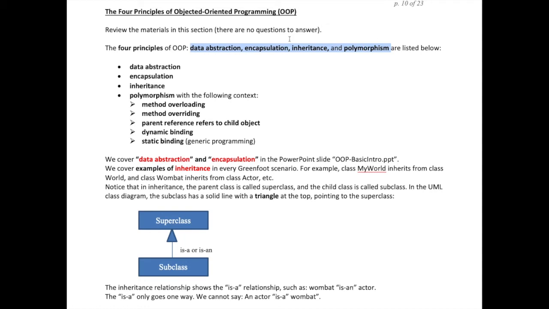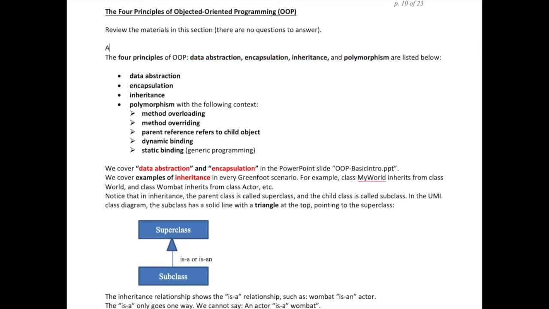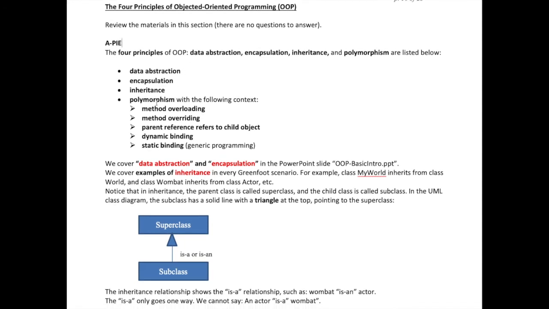One of the ways I remember these is I create a little acronym called API. So this is helpful for job interviews and things. When someone asks you the 4 principles, you just remember this acronym here. So abstraction, polymorphism, inheritance, and encapsulation. Polymorphism also has some associated context with it. We've talked about a few of these, but not all of them yet. So don't think you have to know in detail what these are.